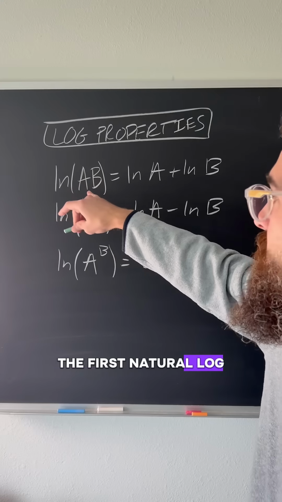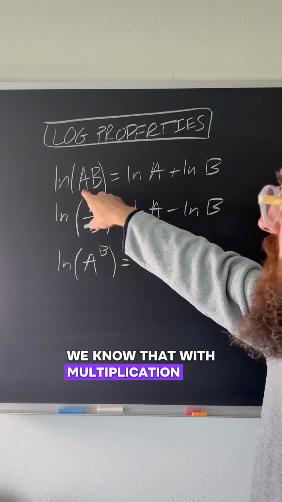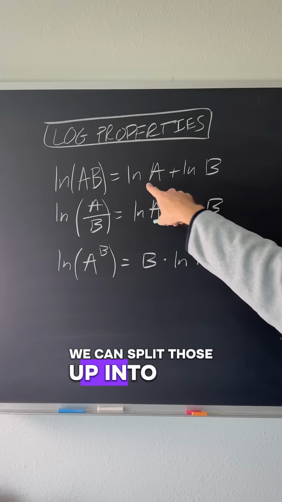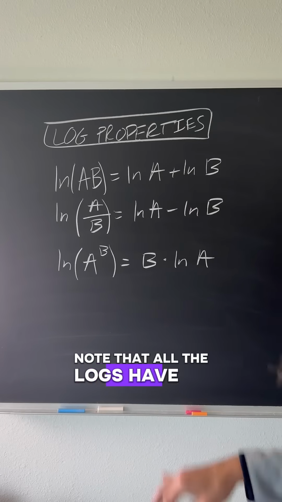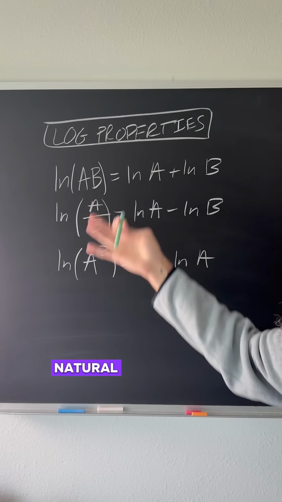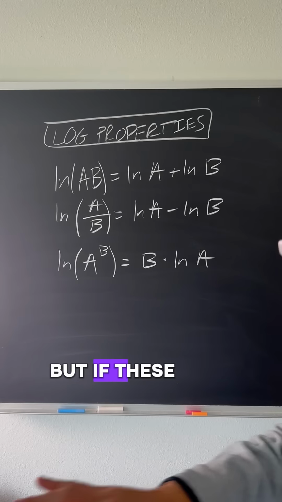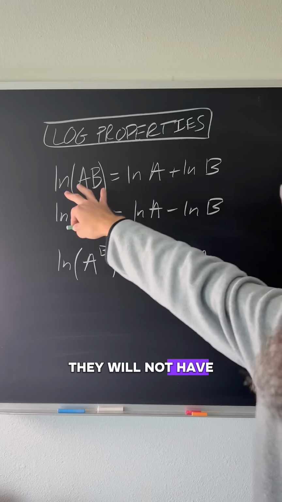The first, natural log of a times b. We know that with multiplication of a term inside a log, we can split those up into two logs added. Note that all the logs have to have the same base. So here I'm using natural log. Natural logs have the same base, so it comes into one natural log. But if these have logs of different bases, they will not have this property.